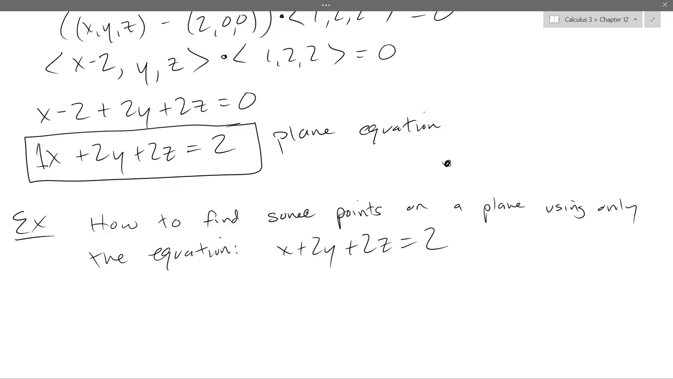So points on the plane satisfy this equation. That's what it means to be on the graph of an equation. So without doing any linear algebra at all, can you think of an x, y, z combination that, when you put those values in here, adds up to 2? And don't go back and use one of the points we just saw.